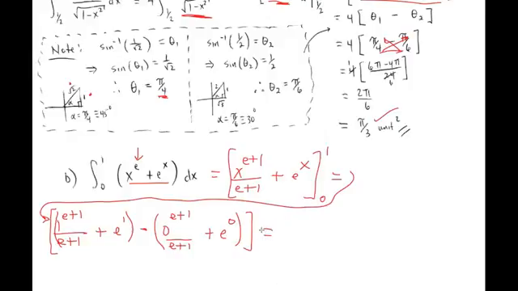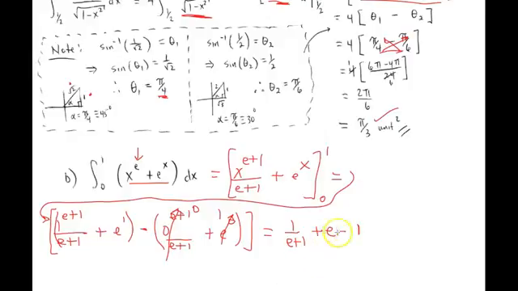Okay? So 1 raised to the anything is just 1. So we just have 1 over e plus 1 plus e, and then 0 raised to anything is 0. So that whole term goes to 0. And e raised to the 0 is 1. So we just have a minus 1 here.